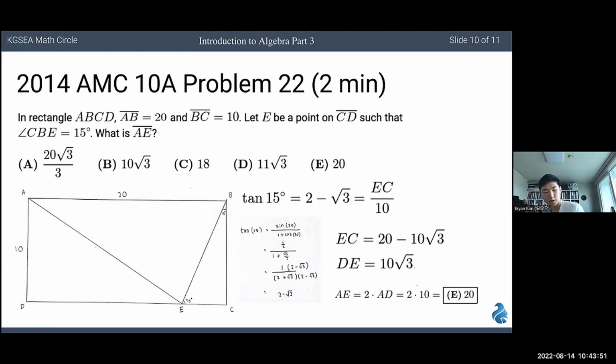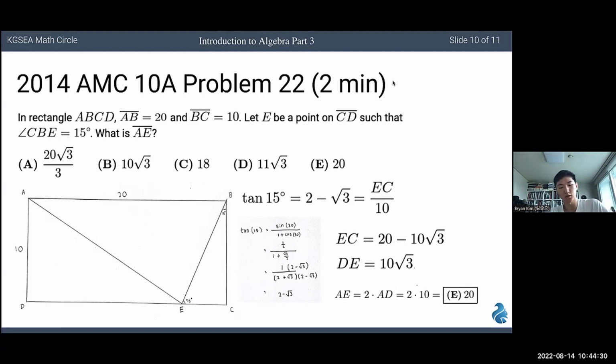Okay, now that the 2 minutes have elapsed, I'll just briefly go over my solution. So the givens that you have here are that AB equals 20 and BC equals 10. And also that angle CBE is 15 degrees. So we're trying to find out what AE is, and in order to do that, the first step you can take is to find the length of EC, which we would use tangent 15 degrees, which we got from the fact that CBE equals 15 degrees, which was a given.